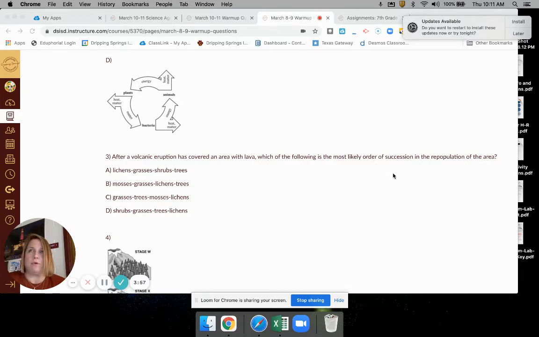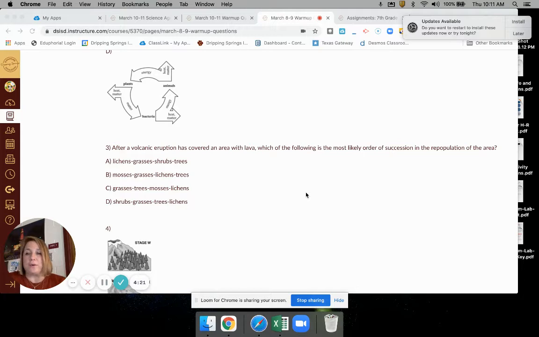So for example, a volcanic eruption would leave nothing but barren rock, whereas a forest fire, while yes, it's destructive, there is still soil there. So this question is a volcanic eruption. So you have to know that that would cause primary succession to take over. And then in primary succession, soil will need to be made. That's the first step in that restoration process.